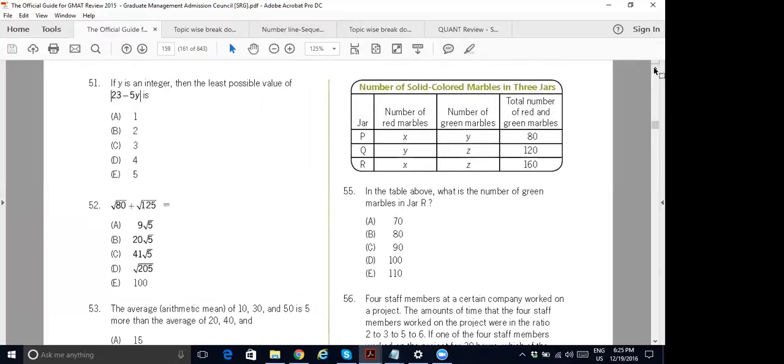Now this is a standard question type, like question number 55. In the above table, what is the number of green marbles in jar X? So the question is, what is Z? Z is equal to question mark. In R, X plus Z is equal to 160, in Q, Y plus Z is equal to 120, and in P, X plus Y is equal to 80.